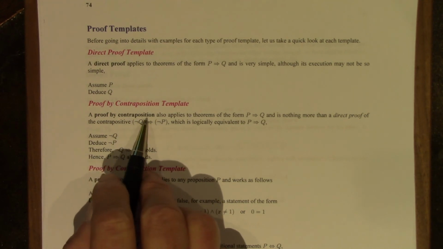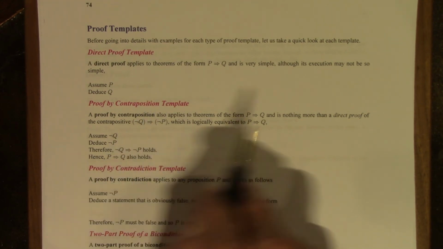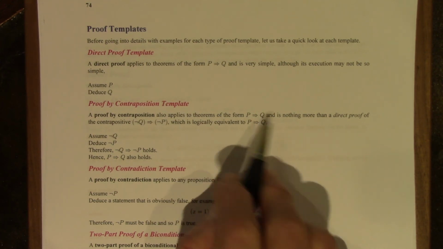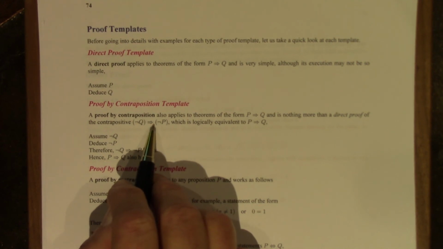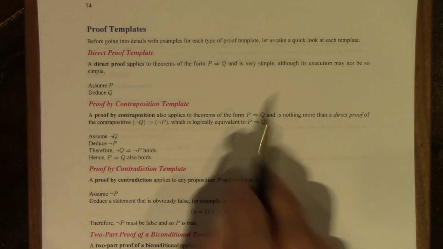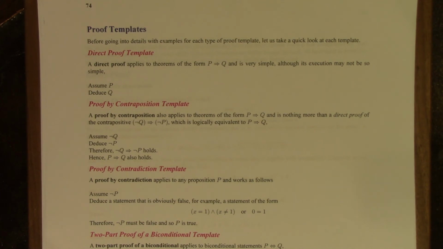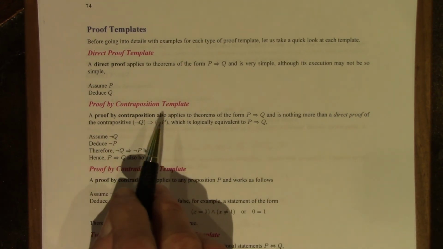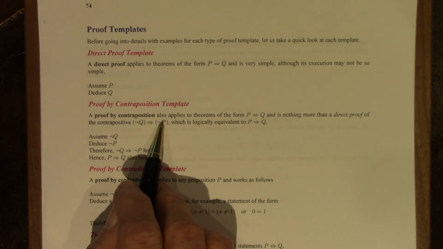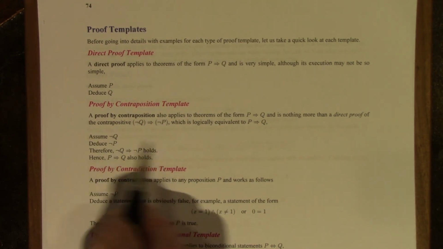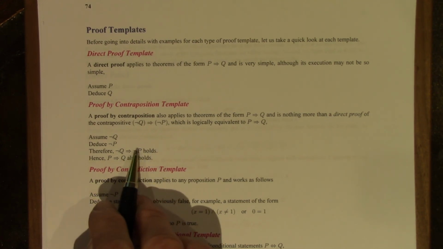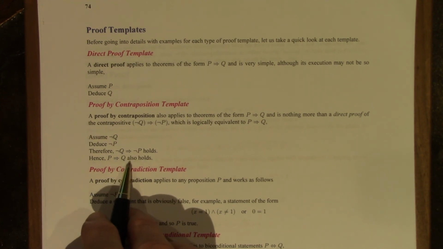A proof by contraposition also applies to conditional statements. It's nothing more than a direct proof of the contrapositive. As you know, the contrapositive is logically equivalent to the original, so a proof of either one gives you a proof of the other automatically. So we assume not Q, we deduce not P, and then say something like, well, we have proven that not Q implies not P, therefore P implies Q.